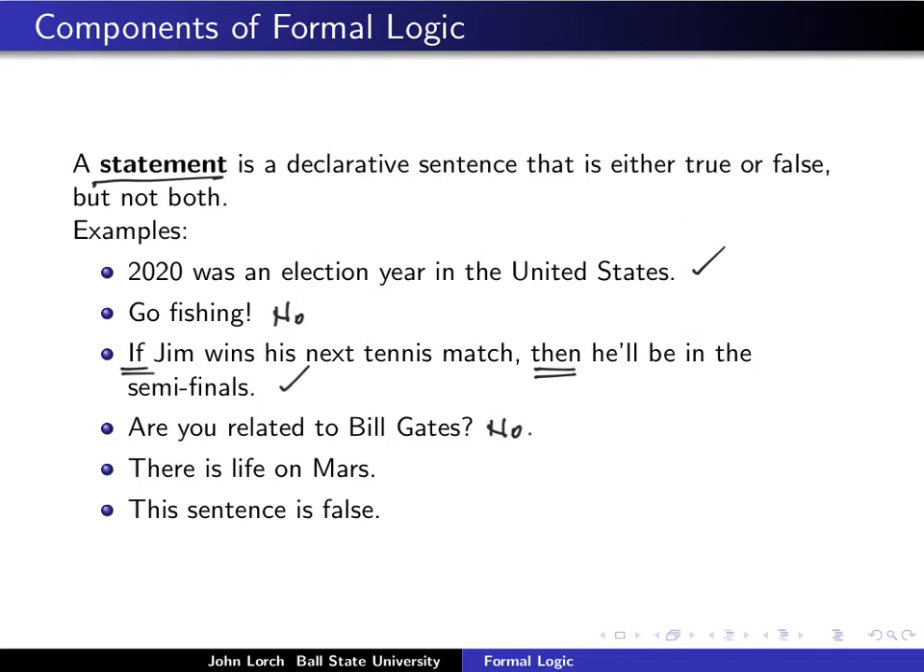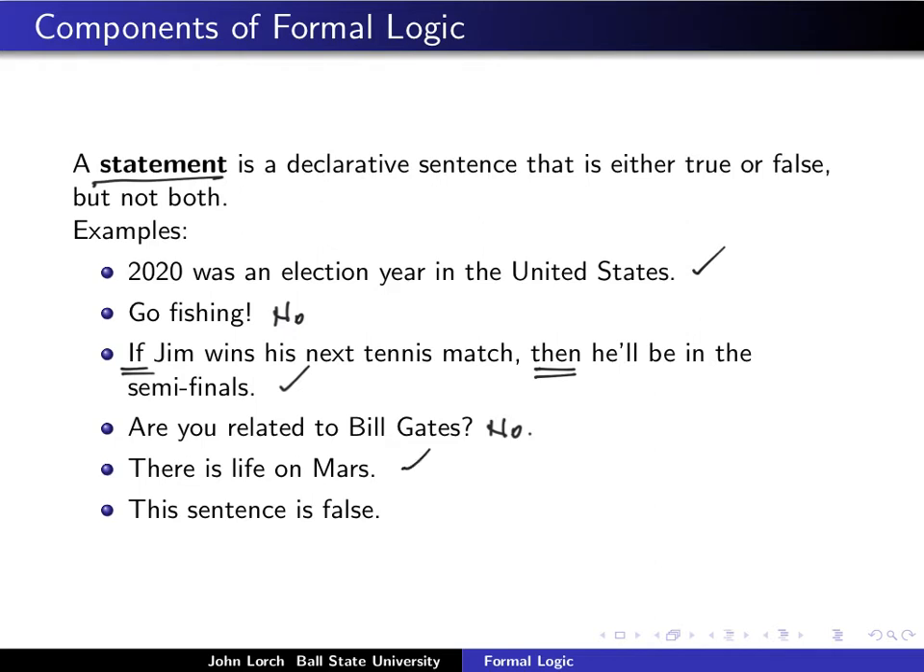Now the next one is sort of interesting. There is life on Mars. That's a declarative sentence. It's either true or false. Now, we don't know whether it's true or false, whether there is life on Mars, but this doesn't stop this from being a statement. It is a declarative sentence. It's either true or false, and whether we know it's true or know it's false has no bearing on whether it's a statement.